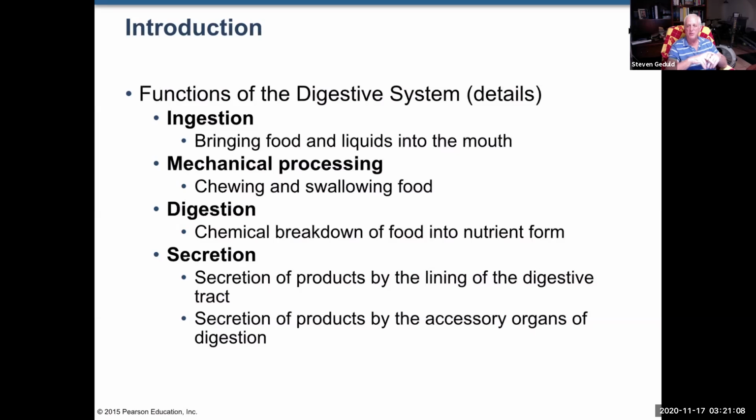Mechanical processing is chewing it up, forcing it to come together, breaking it down, chewing and swallowing food. Digestion is the chemical breakdown of food into a form that can be absorbed by the intestines. It breaks proteins down into smaller chains and into amino acids that can be absorbed through the intestinal tract. Secretion is the secretion of products by the lining of the digestive tract and by accessory organs of digestion, like your salivary glands and so forth.